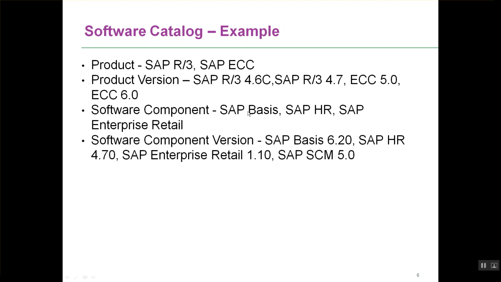Your SAP Basis software component can have SAP Basis 6.2, can have version 6.4, can have 7.0, and so on. Same way for HR, same way for enterprise retail. So the idea is your software components will have software component versions and your products will have a product version.